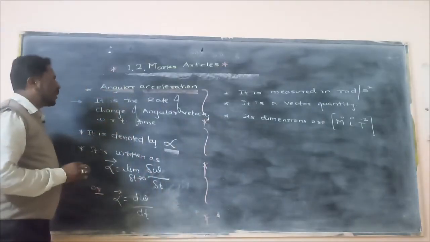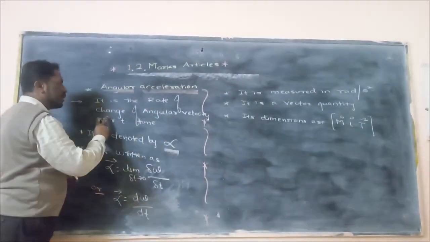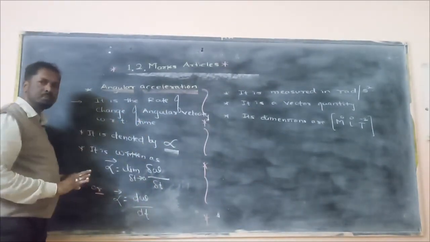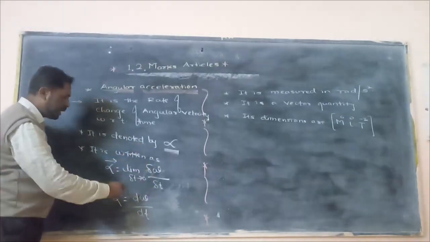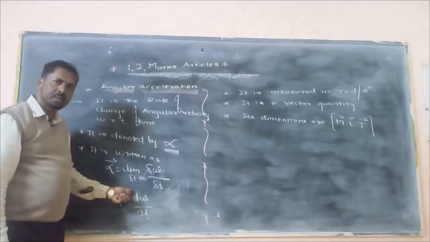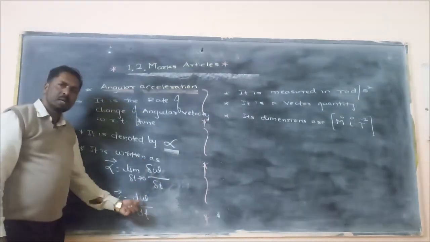So what can we say about angular acceleration? Angular acceleration is the rate of change of angular velocity with respect to time, generally denoted by alpha. Mathematically it can be written as alpha is equal to limit delta t tends to 0, delta omega upon delta t, or alpha is equal to d omega by dt.